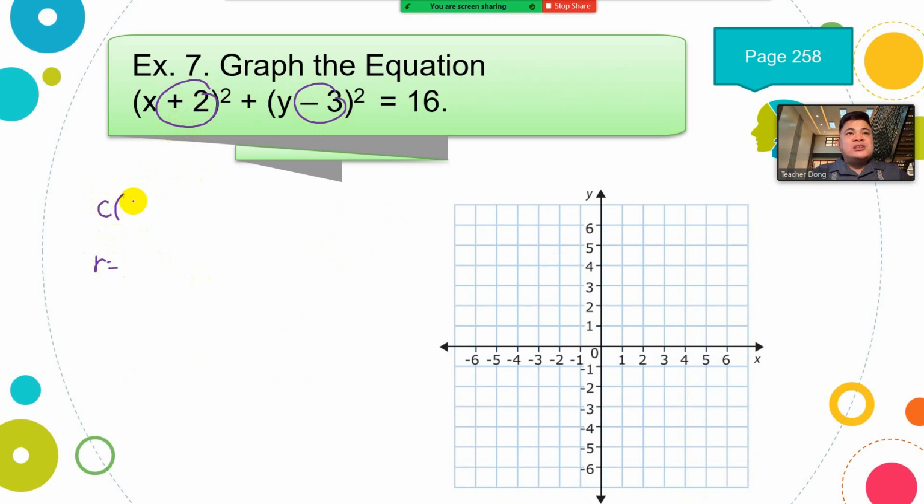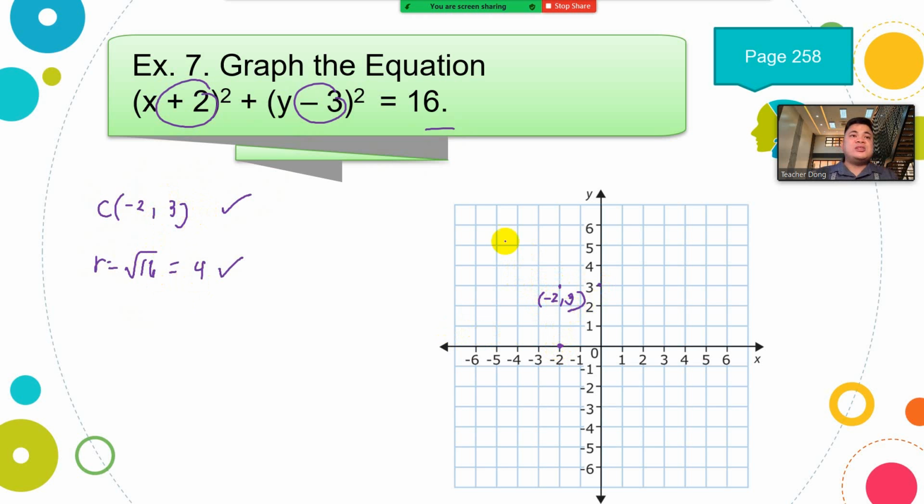Okay? So positive 2 will become negative 2, negative 3 becomes positive 3. So this is now your center. And then for the radius, just get 16. Square root of 16 is equal to 4. Now, can we graph? Yes. So first is plot the point of the center, which is negative 2, 3. Where's negative 2? This one. And then positive 3, so going up, 1, 2, 3. So this is positive 3 for the y. So this is now the center, negative 2, 3.